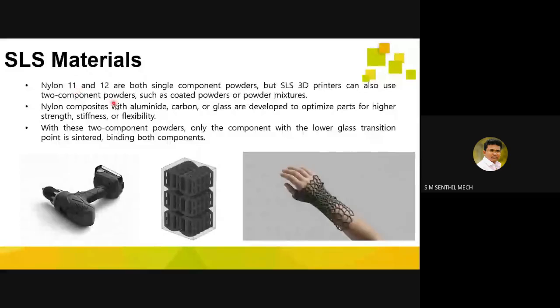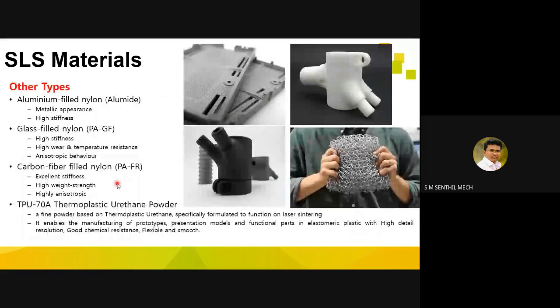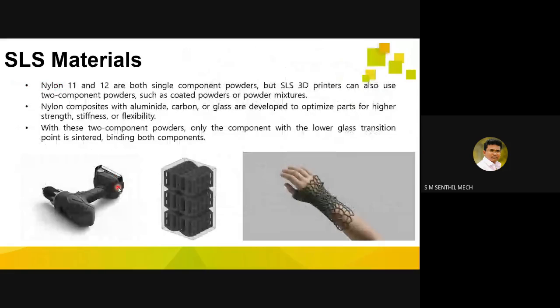Of course, nylon composites are also being used, with aluminide, carbon, or glass, developed to optimize the parts for higher strength. Within nylon 11 and 12, you can add aluminide, which will increase the capacity. If we add carbon into the nylons, it will increase the strength. And you can add glass into it, which will increase stiffness. So these varieties of options are available. You can see some of the parts printed using nylon 11 and 12. The other materials I told you earlier are these nylon composites.